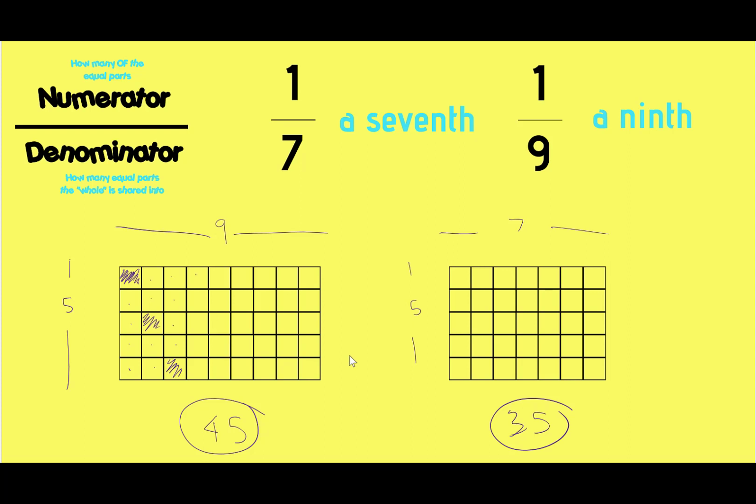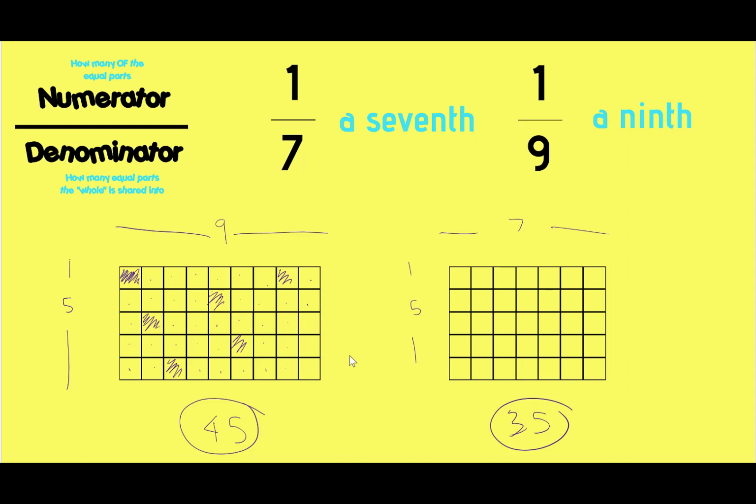Shade 1, 1, 2, 3, 4, 5, 6. Shade 1, 1, 2. There's not enough. That wasn't an equal group.